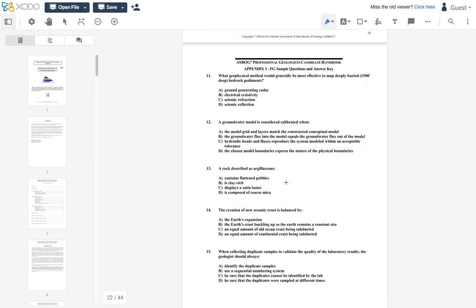What geophysical method would generally be most effective to map deeply buried bedrock pediments? Ground penetrating radar.